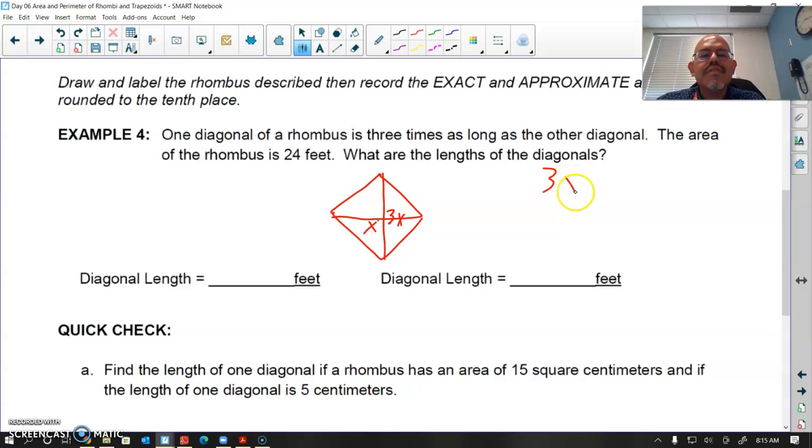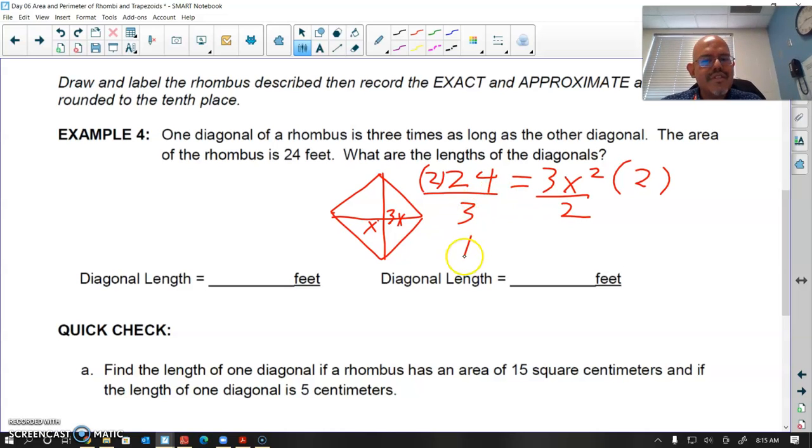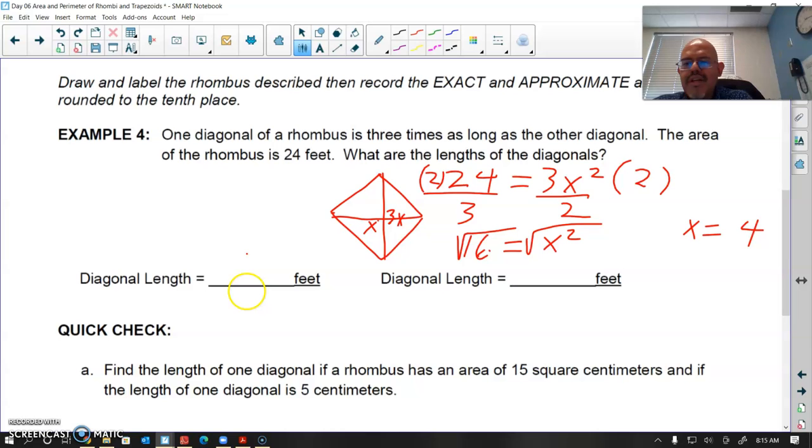So x times 3x would be 3x squared equal to 24. And remember, that's divided by 2, so we're going to multiply by 2. Also divide by 3, so that gives us 16 equal to x squared. And take the square root, so our x is equal to 4. So the first diagonal is 4, and the second diagonal is going to be 4 times 3.